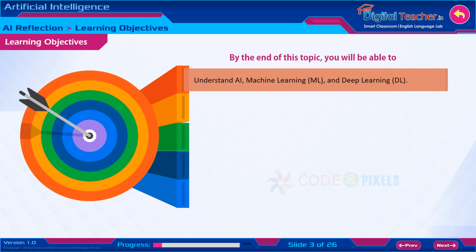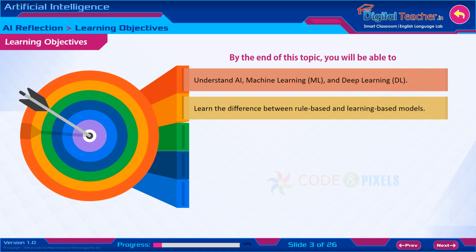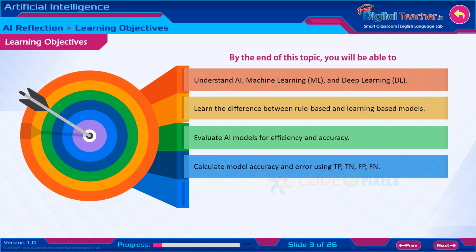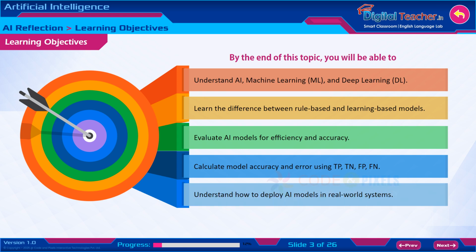Understand AI, machine learning, and deep learning. Learn the difference between rule-based and learning-based models. Evaluate AI models for efficiency and accuracy. Calculate model accuracy and error using true positive, true negative, false positive, false negative. Understand how to deploy AI models in real-world systems.